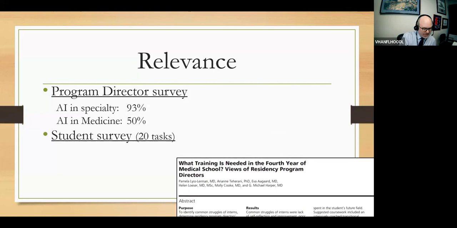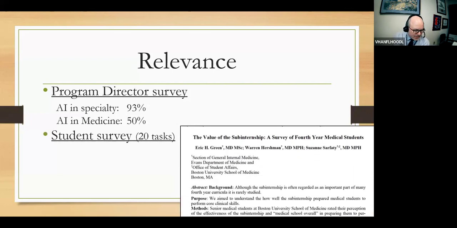Okay, then student preferences. This is again one program, Boston University, but I think it's fairly indicative of where med students' heads are. They asked them to look at 20 tasks, and whether they felt that fourth year, and then also specifically the acting internship in particular, prepared them for those 20 tasks. So pretty high score just from the AI itself.